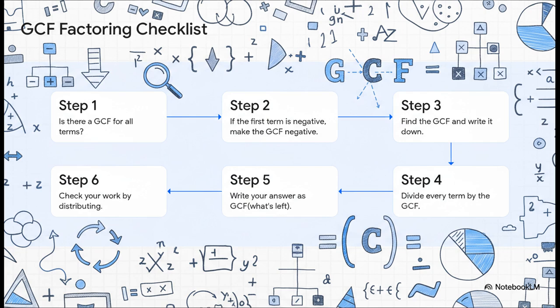Here we go. First, just ask, is there a GCF? Second, glance at that first term. If it's negative, your GCF is negative. Easy. Third, find that GCF and write it down. Fourth, divide every single term by it. Fifth, write your answer with the GCF out front and what's left inside the parentheses. And finally, number 6, the step you can never, ever skip: check your work by distributing. It's your personal guarantee that you nailed it.